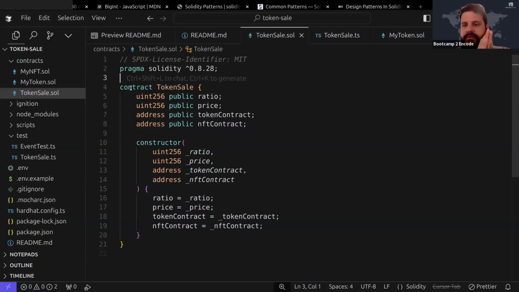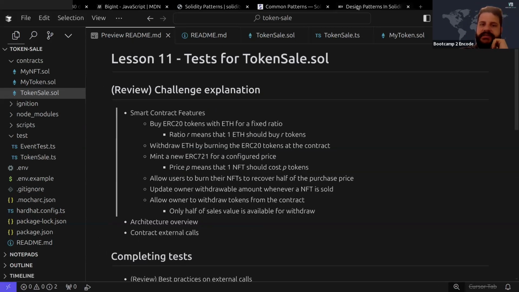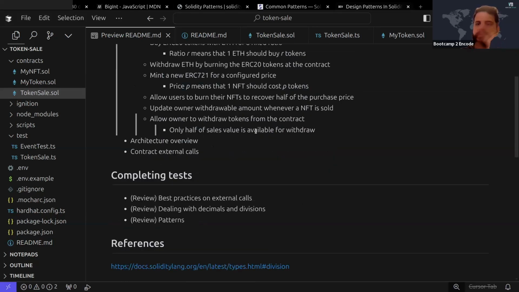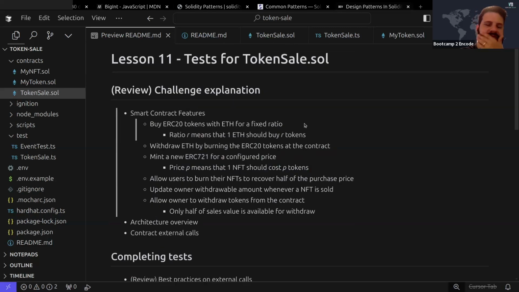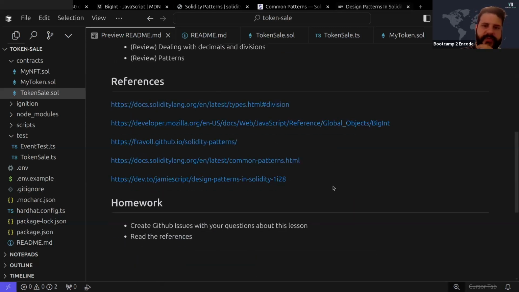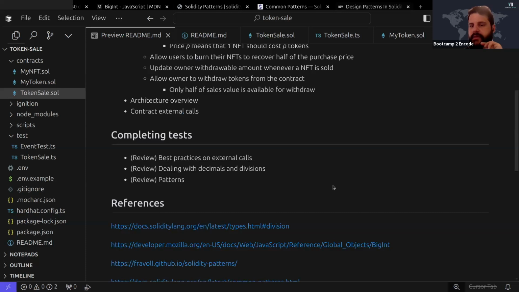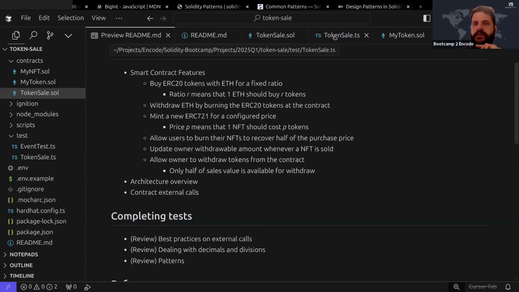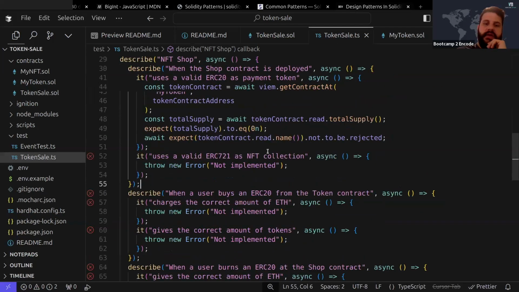Raise your hand if you want to stop the lesson now, if you're still catching up on something. If not, we're going to proceed to that payments part, okay? The ratio for giving ETH and the price for minting NFTs. I guess we can do those two today if we have time. I'm not going to complete all the tests, but those two might be very enlightening for most of those patterns that we need to do here. Okay, no questions. Let's move forward.